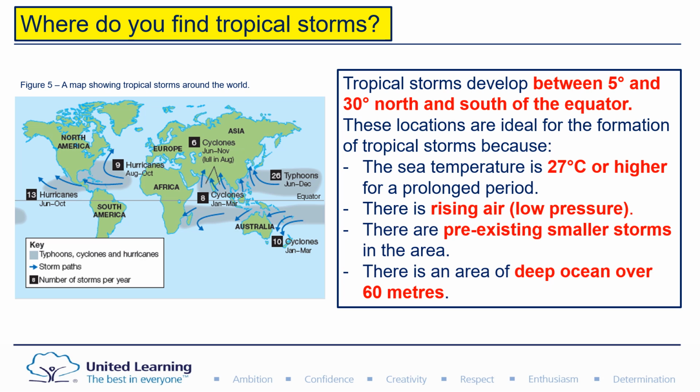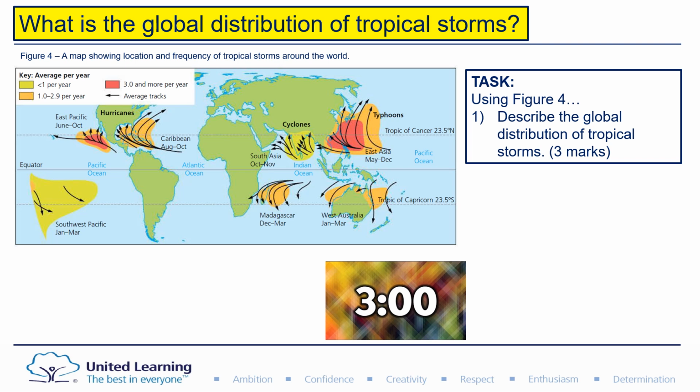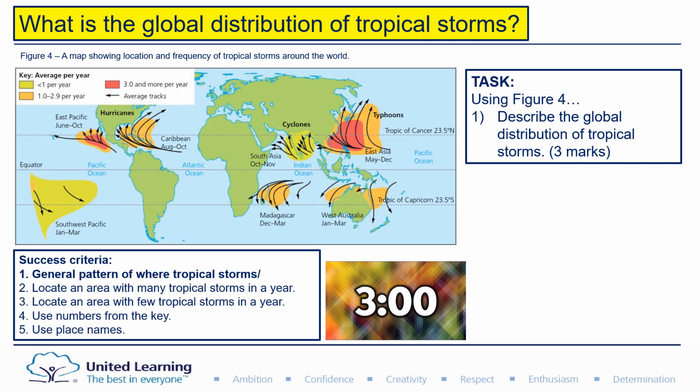So, if we look at this in terms of an exam question, we've got here, using figure 4, describe the global distribution of tropical storms. What you need to do to succeed is you need to, 1, give a general pattern sentence: where on earth do tropical storms happen? 2, locate an area with many tropical storms in a year. 3, locate an area with few tropical storms in a year. Use numbers from the key and use place names.